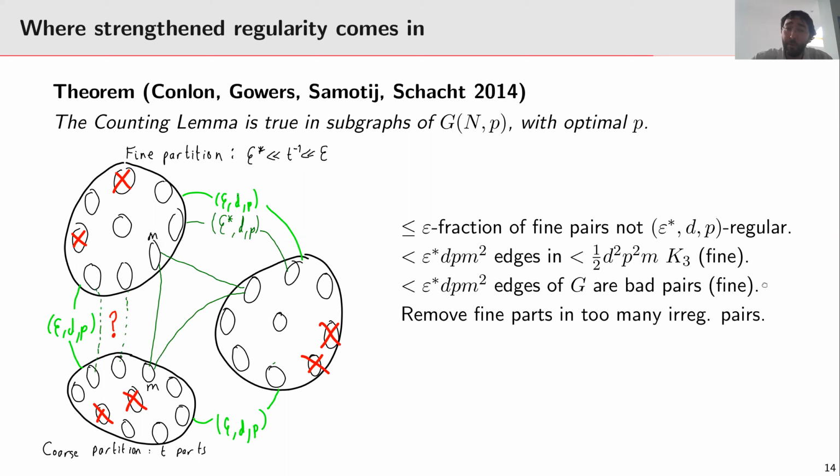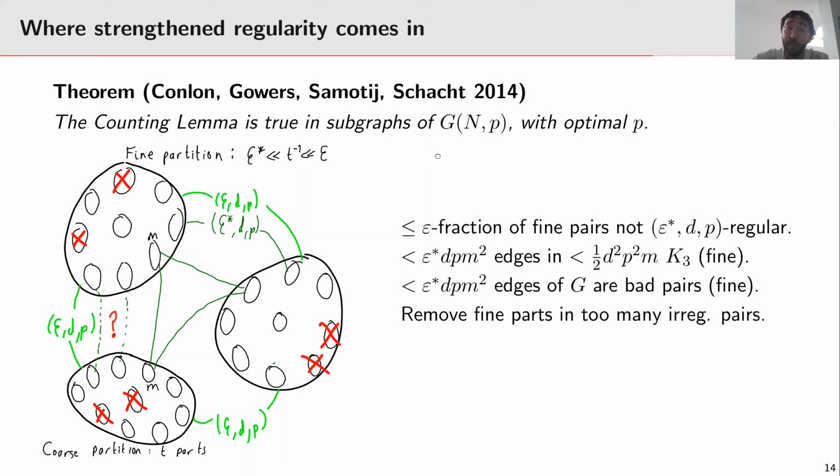So this is good, but of course, some pairs in the fine partition between these two sets still might be bad. There still might be an epsilon fraction of them which are not epsilon star dp regular, and this epsilon is still too big.